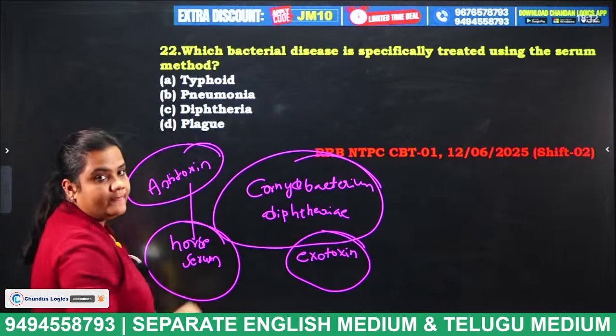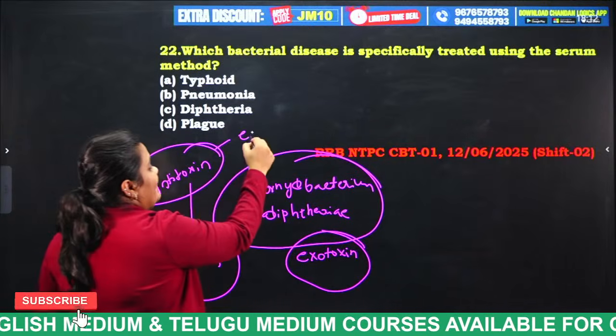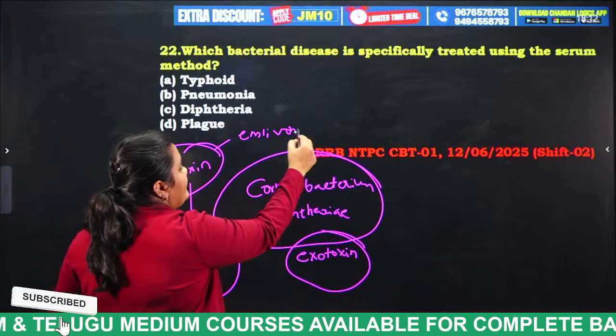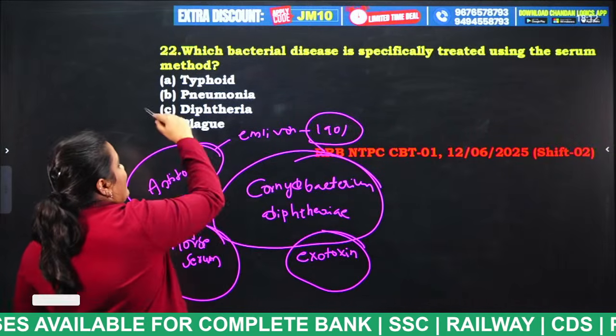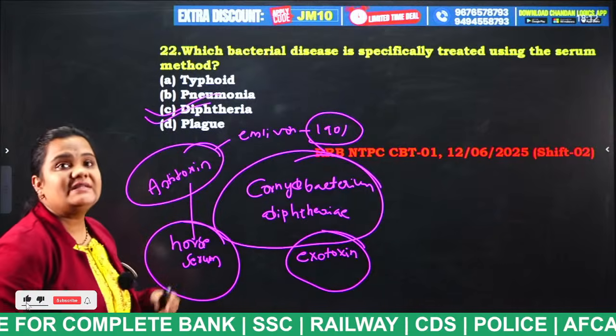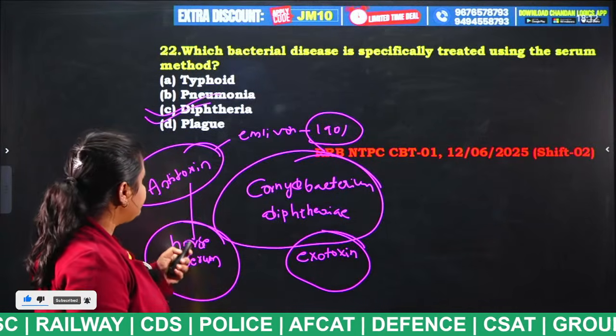Serum method. Okay, so who discovered this method? Emil von Behring. He even got the Nobel Prize in 1901 for the discovery of this serum method. So what is the answer for this question, students? Diphtheria. Very, very important. And the next question.